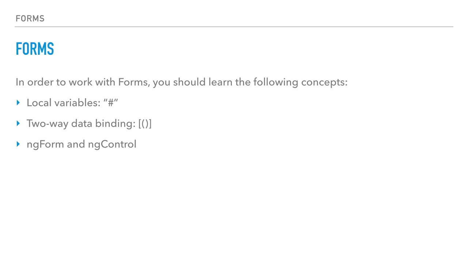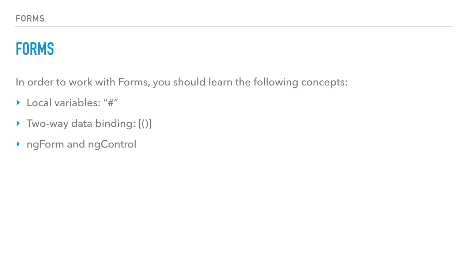First of all, local variables. We have mentioned this briefly, and remember that local variables are defined with the sharp. We will have a specific slide for this. We will need to learn also two-way data binding, so we can track the changes while the user is typing, for example, in an input text. And also we have to keep always the view updated with the latest value. So it's kind of a two-directional flow of data.